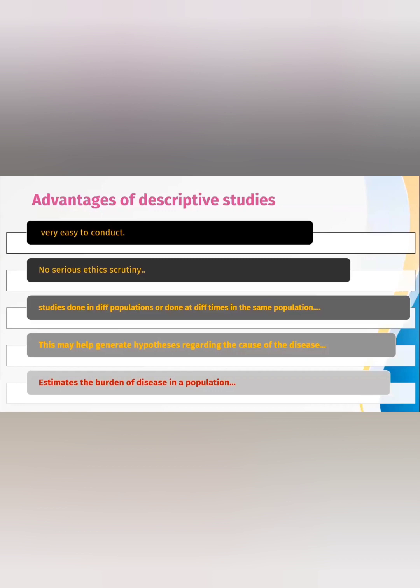It is very easy to conduct, with no serious ethical scrutiny except for confidential information like sexual practices, substance abuse, etc. Studies can be done in different populations or at different times in the same population. It may help to identify geographic variations and temporal change in the frequency of disease.